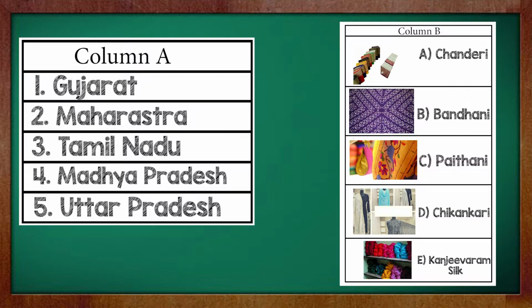Now, the next state that we have is Tamil Nadu. Do you know what is very famous from Tamil Nadu? It is Kanjivaram silk. We now move to Madhya Pradesh. Madhya Pradesh is very famous for its Chanderi silk. We have finally Uttar Pradesh. Uttar Pradesh is very famous for its chikankari work.